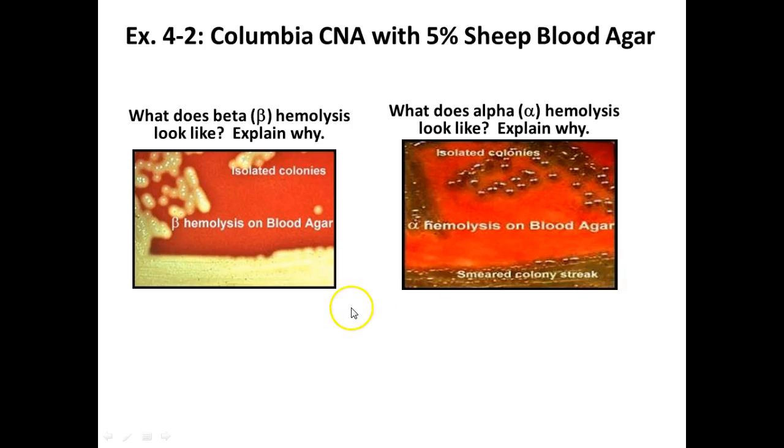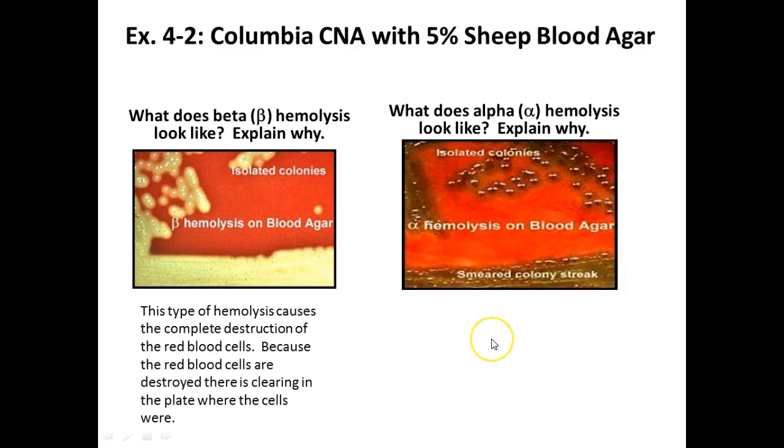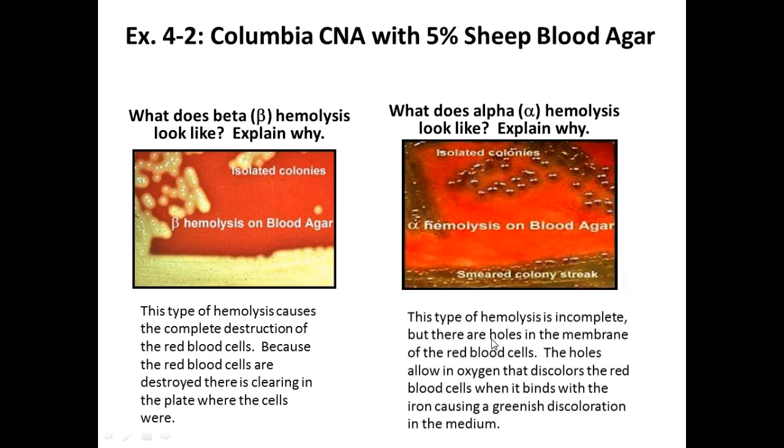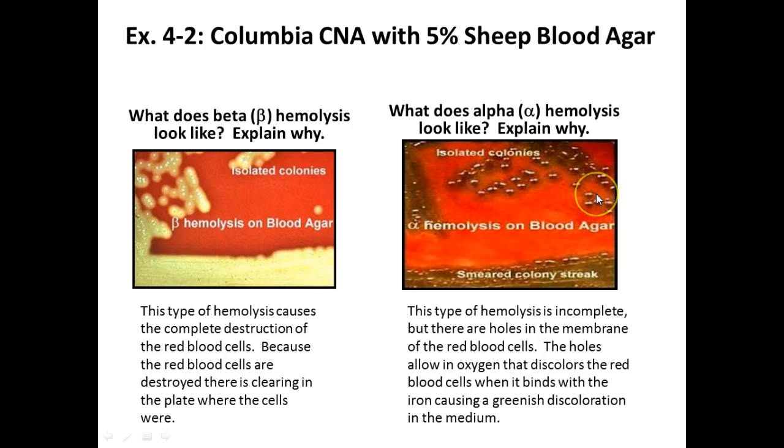The other type is what we call alpha, and this is incomplete lysis. This is where they poke holes in the red blood cells, and oxygen gets in, and you get this green discolorization.